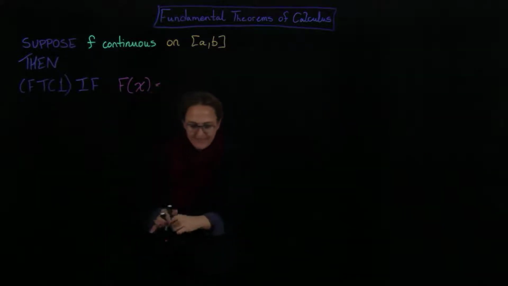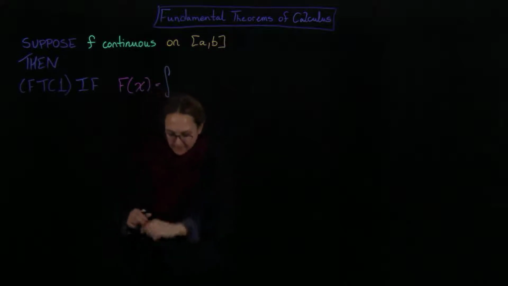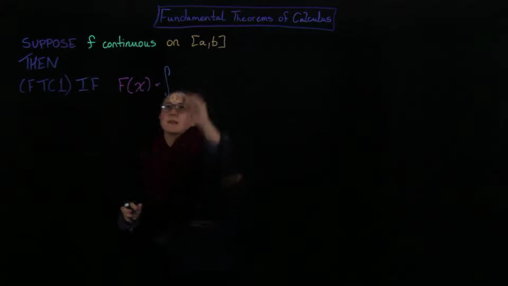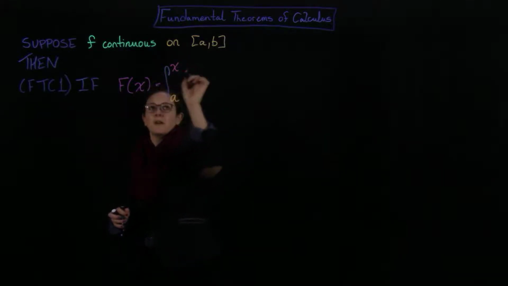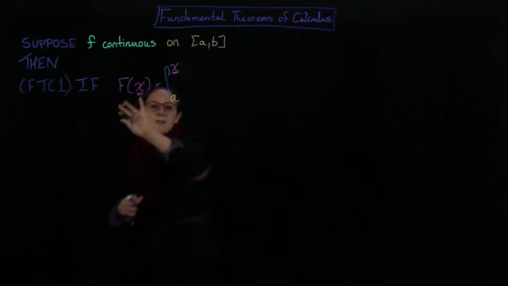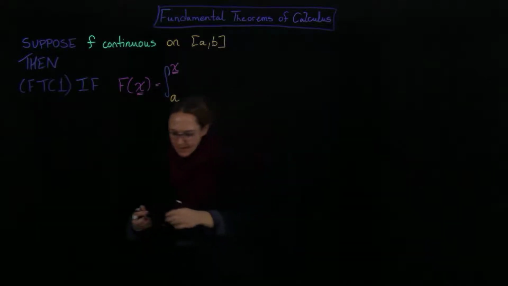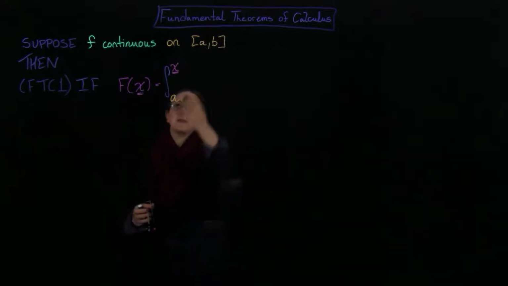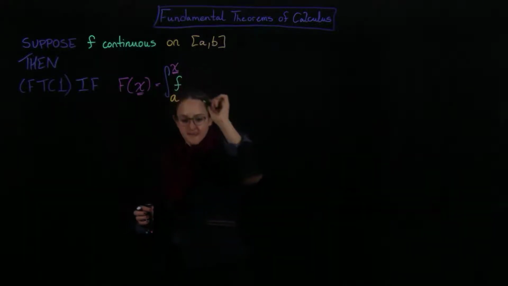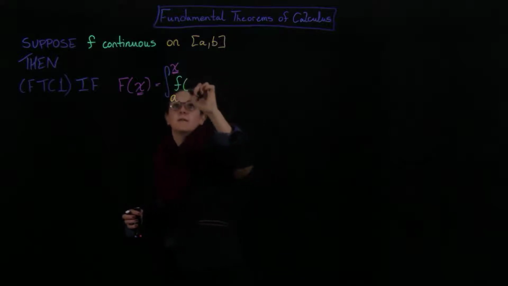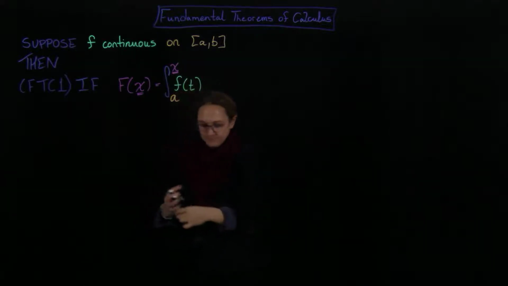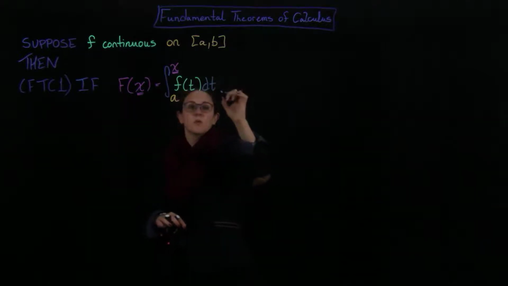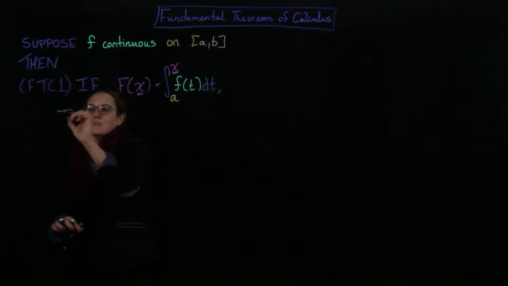equals the integral from a to x of f of t dt. And this x and this x are the same, and they're both variables that vary, because this is a function, right? I'm saying that this is a function here, because I get different values if I put in different x's. Okay, so if this holds, then I know that.